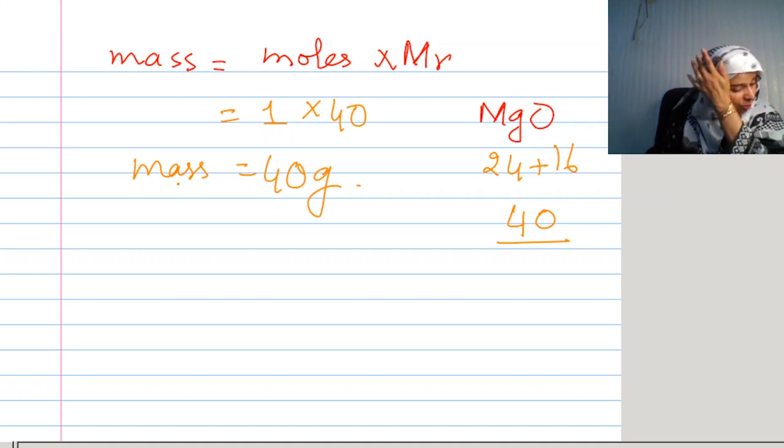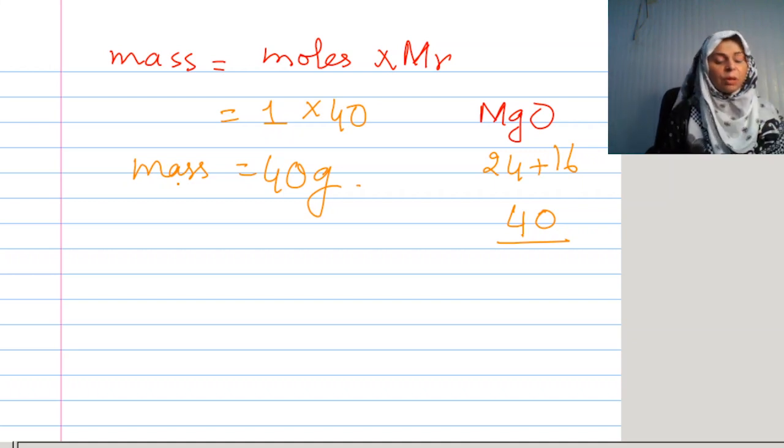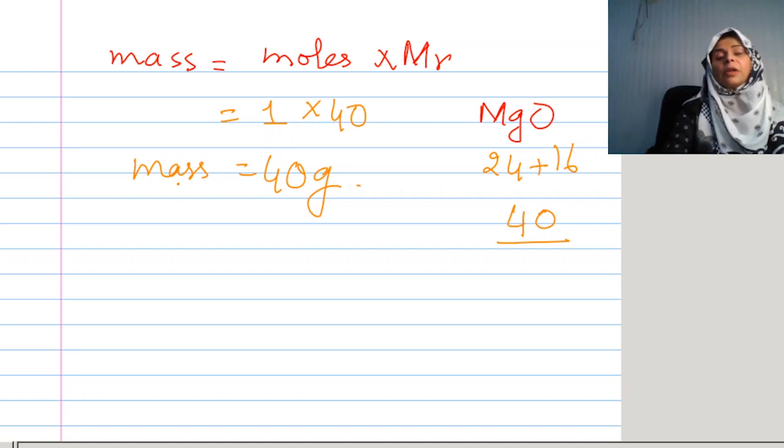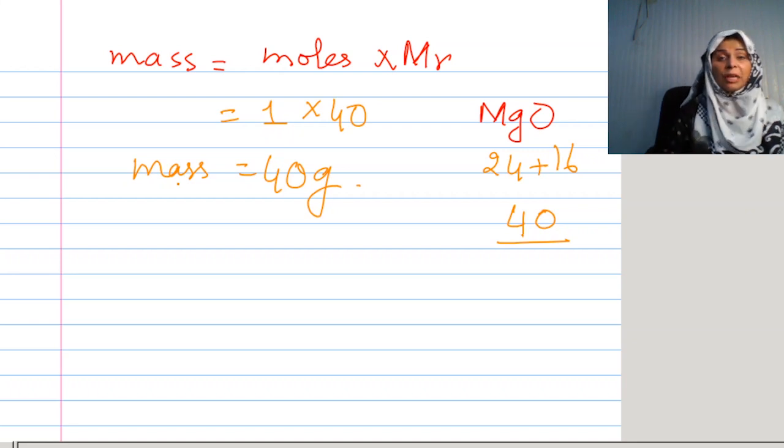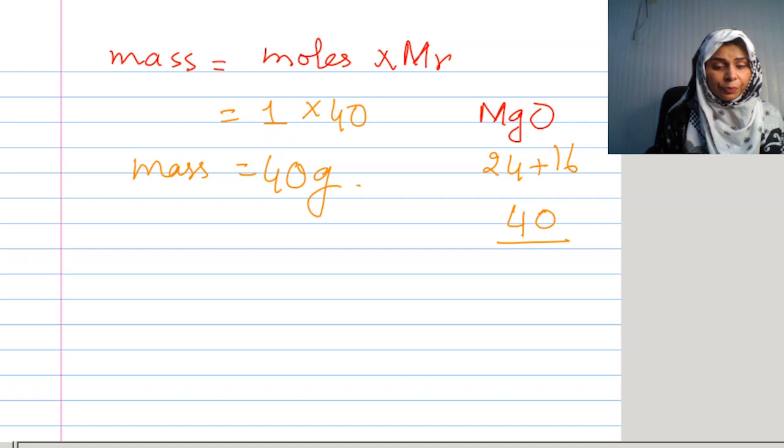I am going to give you another question for practice. So try to complete that question again. If you practice these questions, you will definitely get a very good command of the calculation of the moles concept. So I would like to give you the next question. Try to solve this question by yourself.